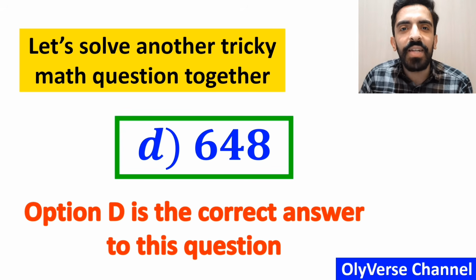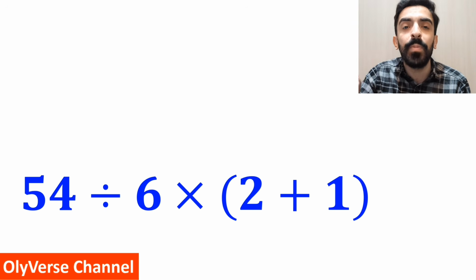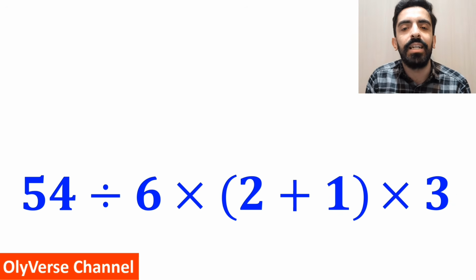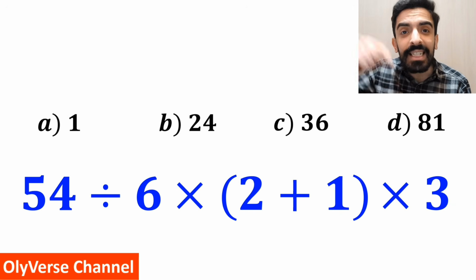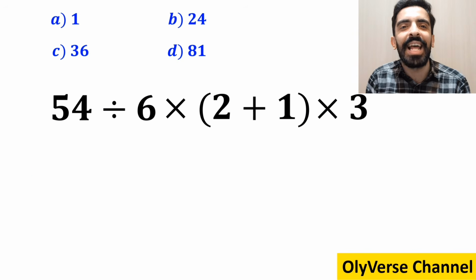Alright, now let's solve another tricky math question together. What is the value of the expression 54 divided by 6 multiplied by open parentheses 2 plus 1 close parentheses and again multiplied by 3? Which option do you think is the correct answer to this question? Let's go step by step and solve it together.